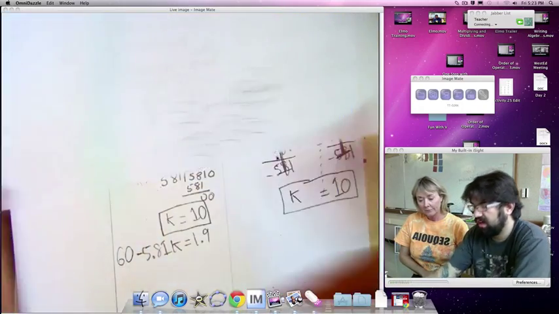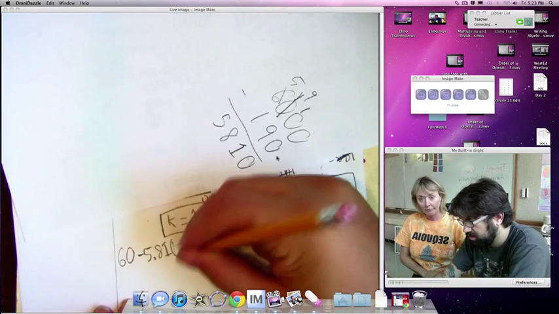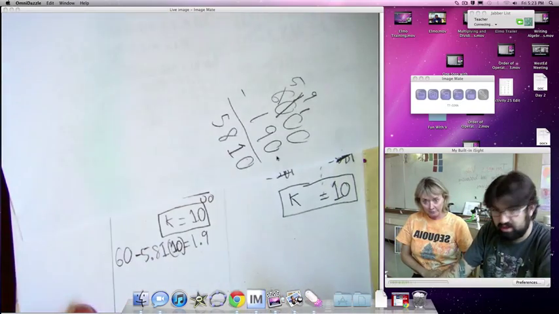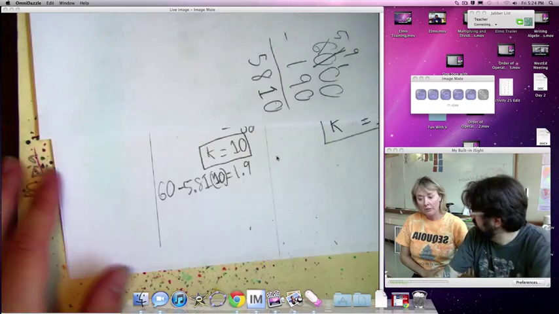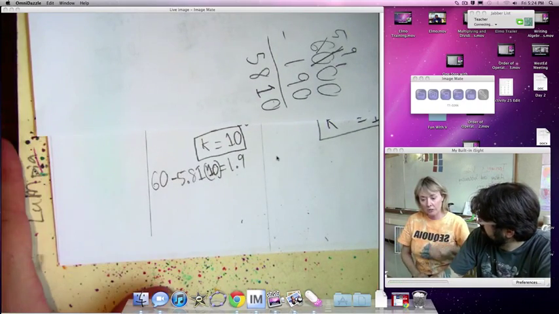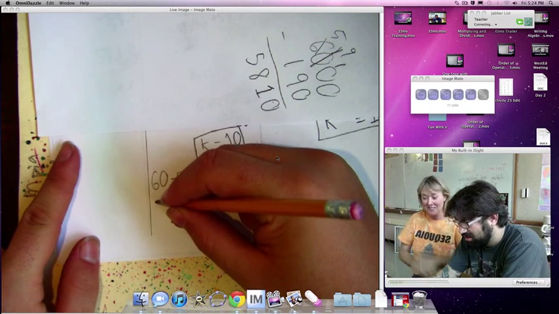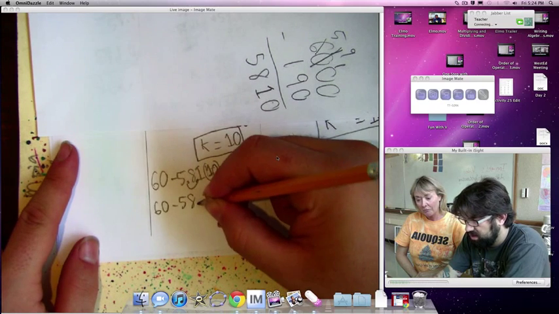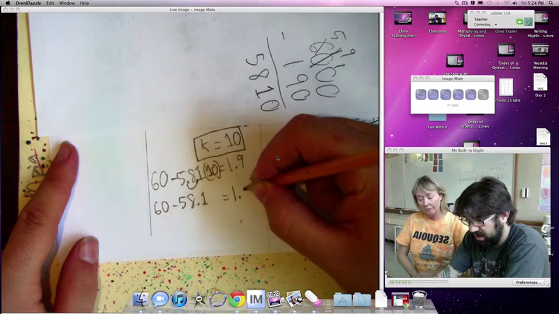So instead of k, I'm replacing k with 10. We've got 10 on both of them, so why not? 10's a great number. We can just move the decimal, right? So we're going to move the decimal to the right. So that's 60 minus 58 and 1/10, which is equal to, hopefully, 1.9.